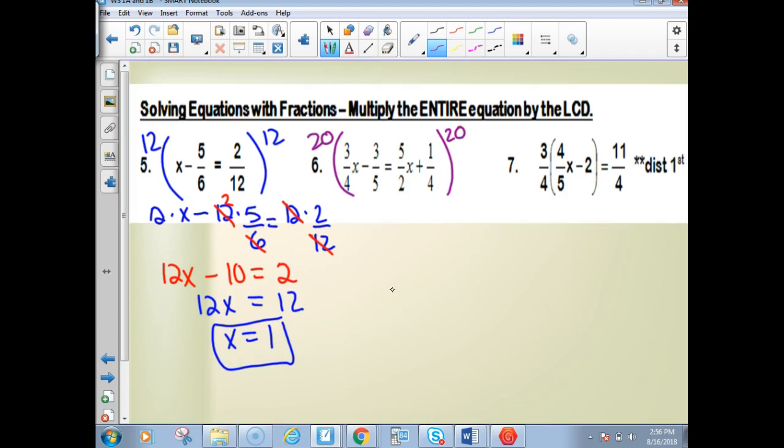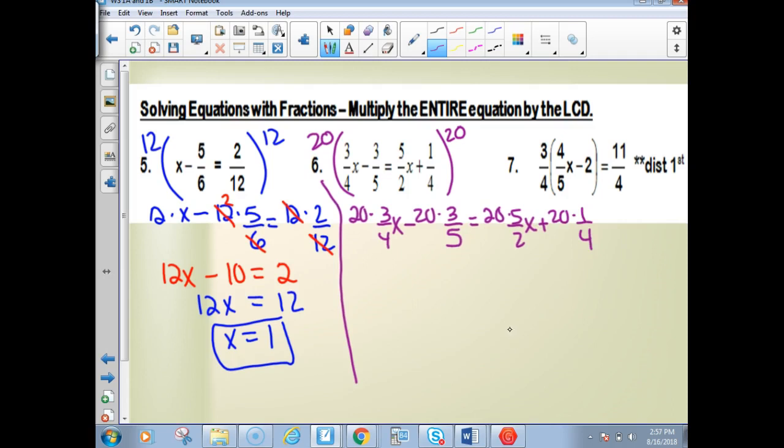Okay, I'm going to show it the long way again this time. 20 times my 3/4 x minus 20 times my 3/5 equals 20 times my 5/2 x plus 20 times my 1/4. Now, I realize that you may have to squeeze this in to show it like I'm doing it. I obviously am going to have to erase part of that after I show you the problem so I can do the next one. Or I'll scooch it down here.